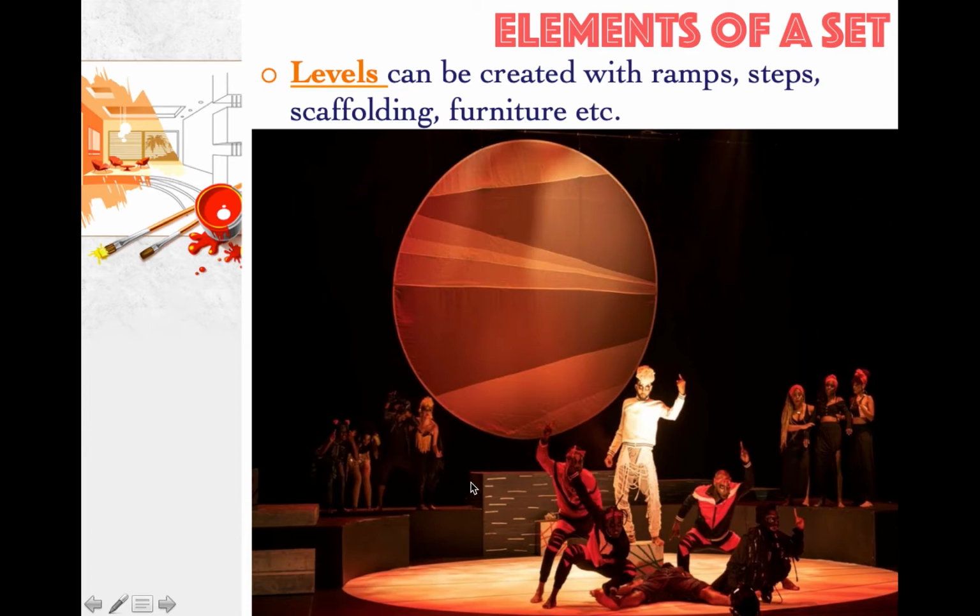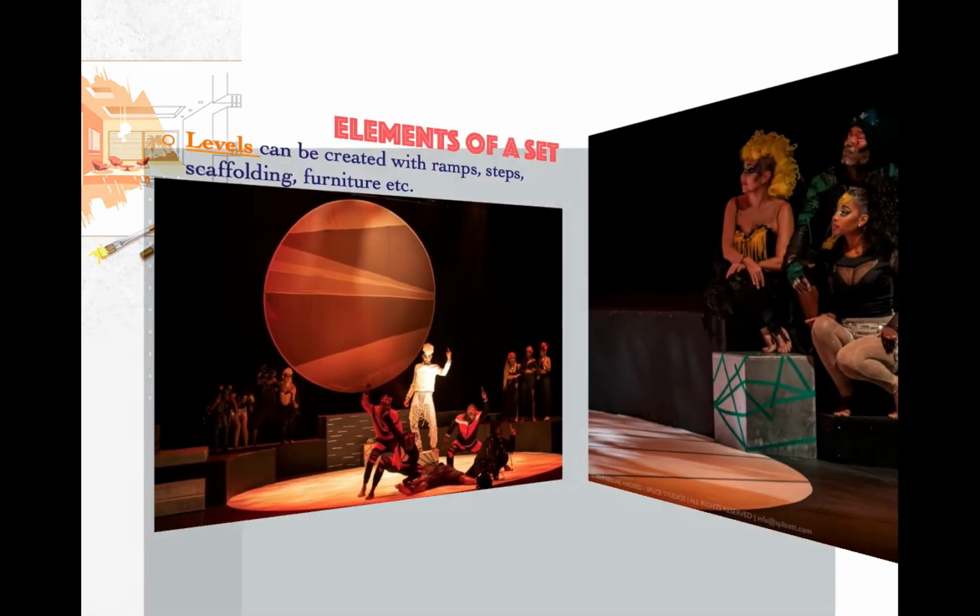So you'll have high, you'll have in between high, you'll have an actor very low, and then you also create levels with the blocking. If you look at the three people here, of course, they're actually at three different levels, and here as well. So in terms of the levels on set itself, you can create it with ramps, steps, scaffolding, furniture, anything that creates different levels, basically. So you always want to aim for a set that has many levels.